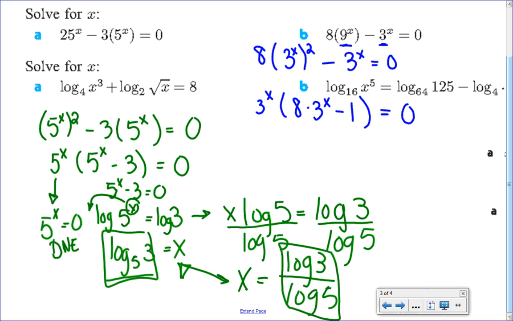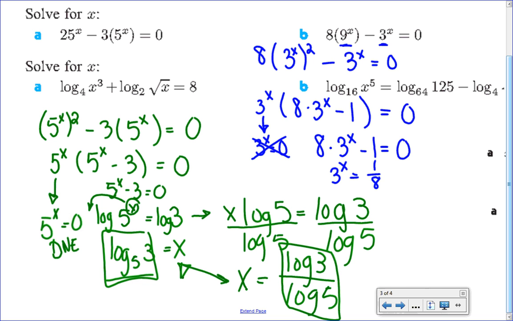Okay, and in this first part, we're going to get 3 to the x equals 0, and that's not actually going to give us any solution, right? Because when we take 3 to a power, there's no way we're ever going to get 0. So that doesn't give us a solution. And then we've got 8 times 3 to the x minus 1 equals 0. Okay, and there we're going to add 1 divided by 8. We've got 3 to the x equals 1/8.